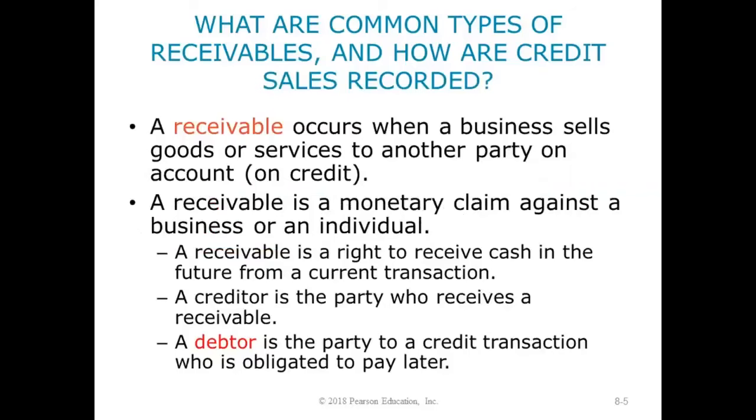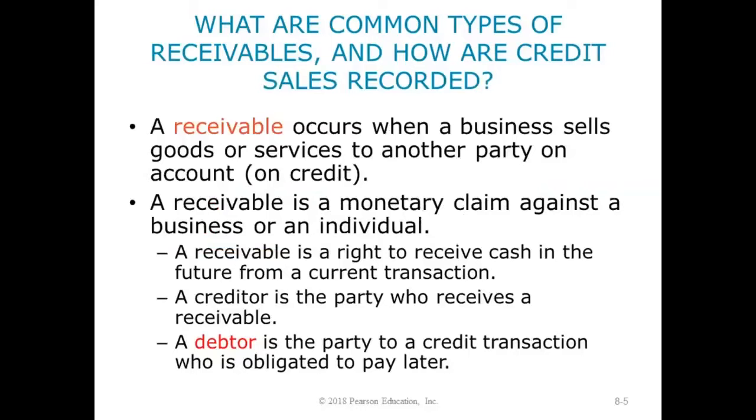Now, a receivable is when a business sells goods or services to another party on account. So we're not going to take cash right away. We are going to take a promise that this person is going to pay us back at a later date. So a receivable basically is a claim against a business or an individual.